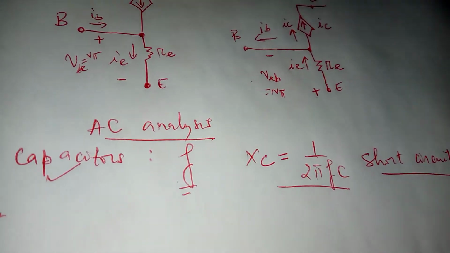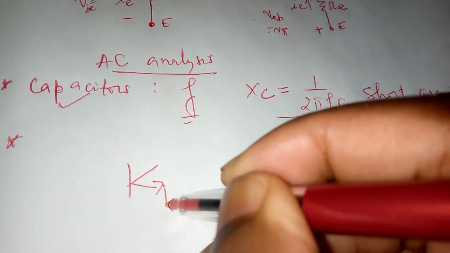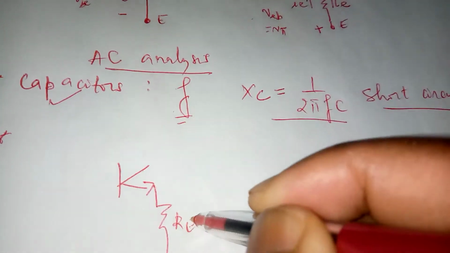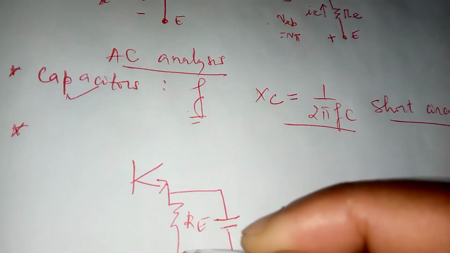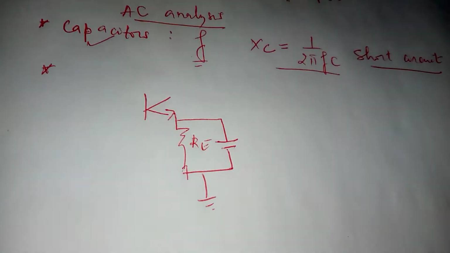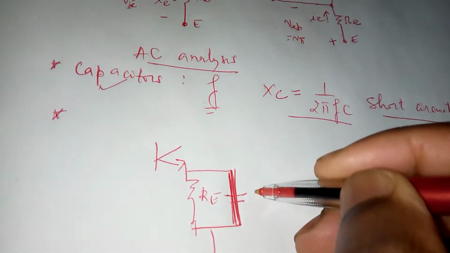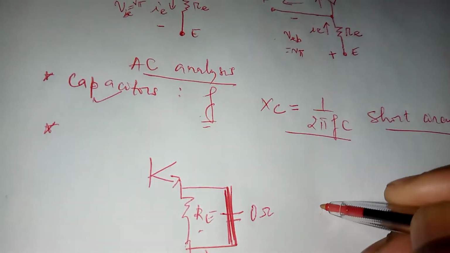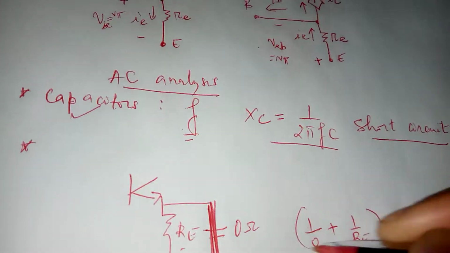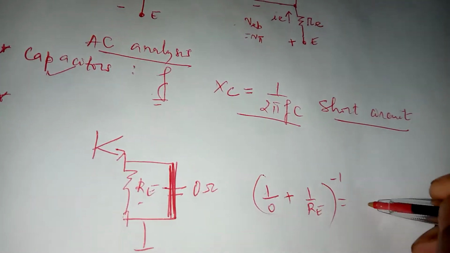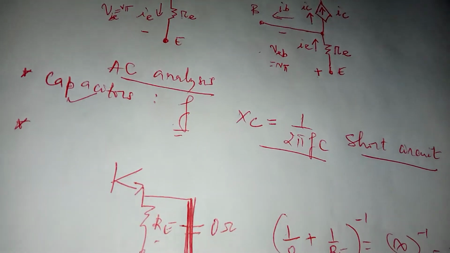It has a lot of consequences because, for instance, if we had a certain circuit like that where we had an emitter resistor and it was bypassed by a capacitor, then when we're doing the AC equivalent circuit, the capacitor will behave like a short circuit. Then we'll suddenly end up with 0 ohm in parallel with RE. What is 0 in parallel with RE? It's (1/0 + 1/RE)^-1, which is infinite, plus anything gives infinite, to the power minus 1, which is 0.